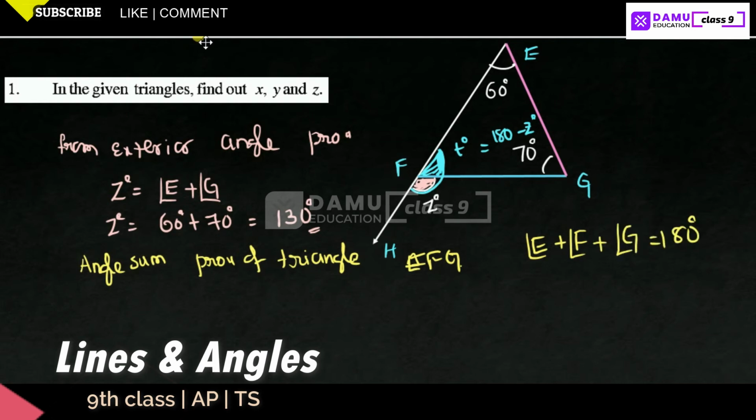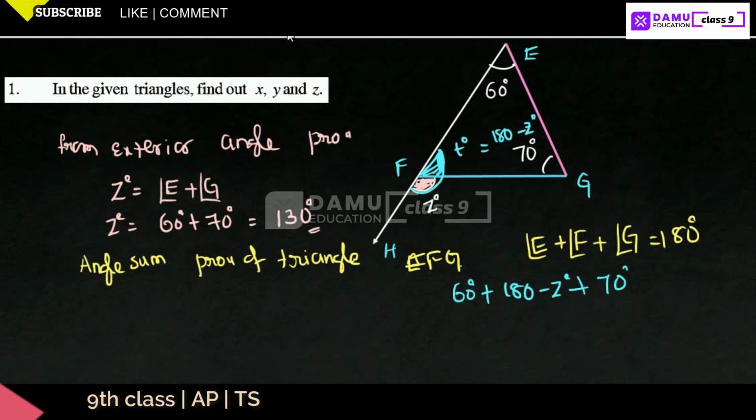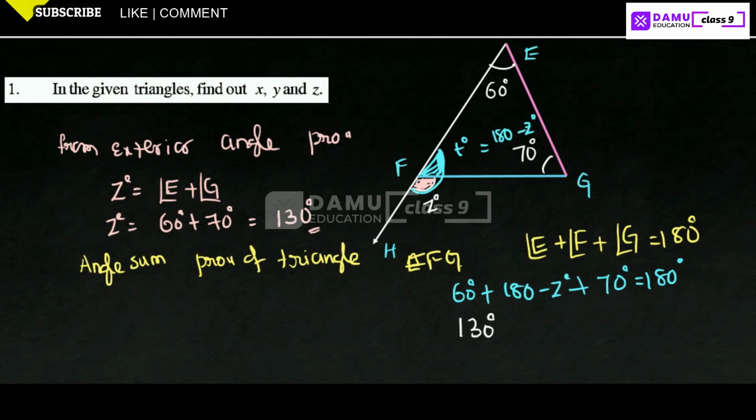Angle E is nothing but 60 degrees, plus angle F is nothing but 180 minus Z degrees, plus angle G will be equal to 70 degrees. That will be equal to 180 degrees. Then 60 plus 70 will be equal to 130 degrees. So this minus z, here we will shift all the pluses and they will become minuses. 180 minus 180 plus z degrees. So here plus and minus are going to cancel. Then z degrees will be equal to 130 degrees. Like this also we can solve.